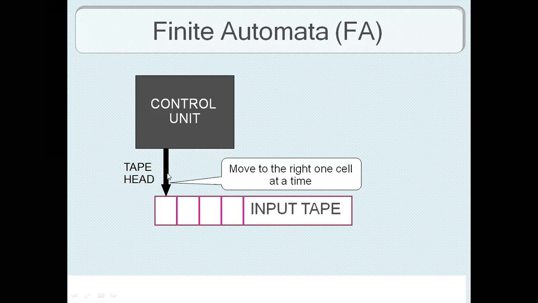So what does the read only head do? It moves to the right one cell at a time. So here the read only head reads one alphabet each time and gives it to the control unit. What does the control unit do? It processes it. So after processing that particular state, the control unit can assign the read only head to move one position to the right. Okay, so these are the components of finite automata and how these components work.